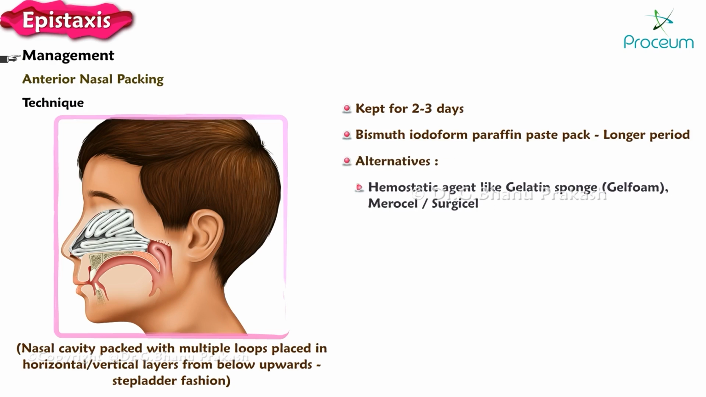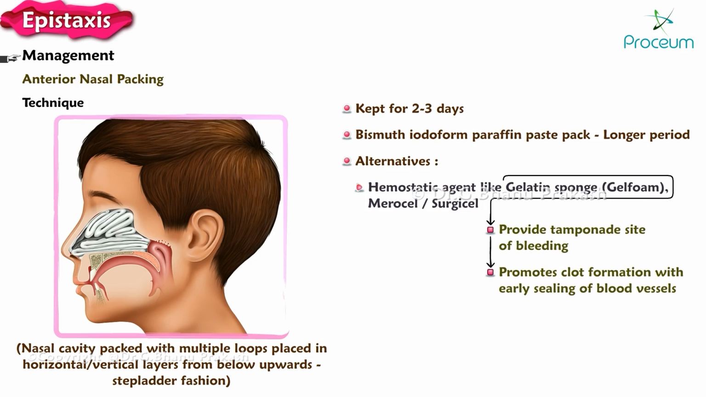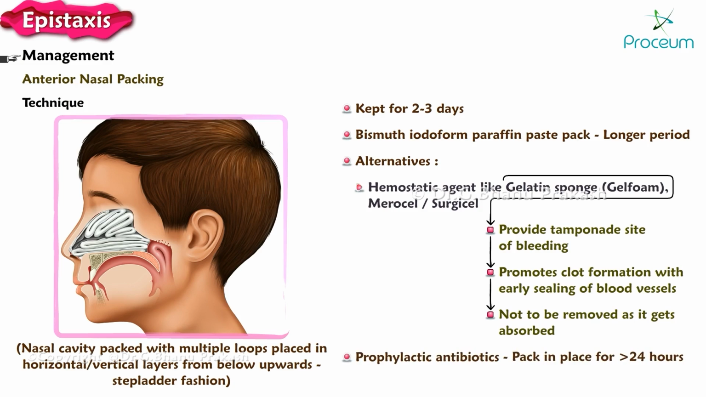Alternatively, hemostatic agent like gelatin sponge, Merocel, or Surgicel may be used. Gel form provides both tamponade to the site of bleeding and also promotes clot formation with early sealing of blood vessels. It need not be removed as it gets absorbed. Prophylactic antibiotics should be used if pack is in place for more than 24 hours.